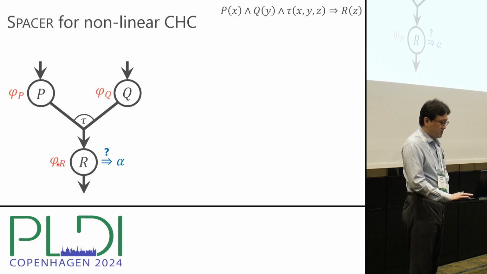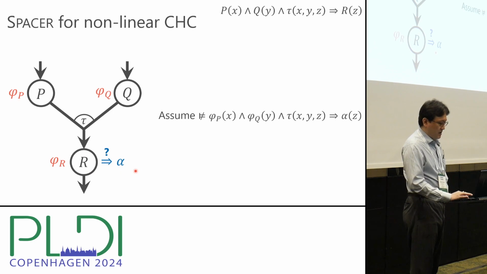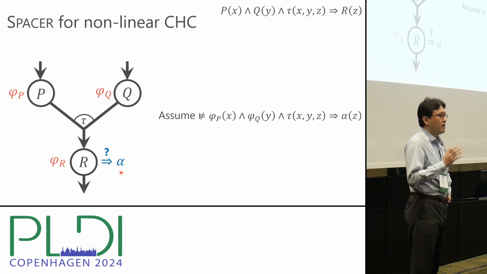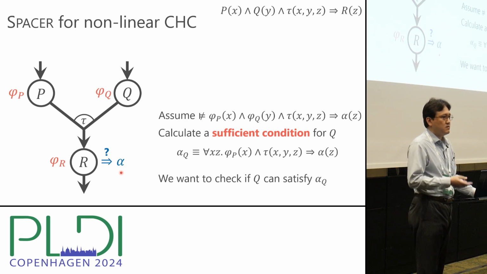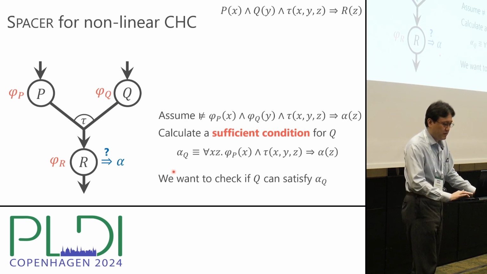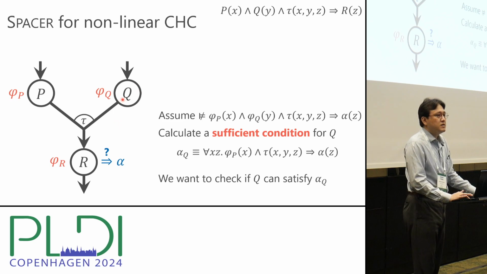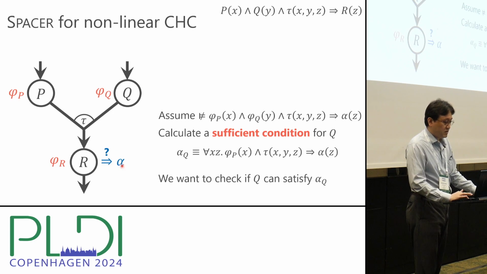Now, assume that we would like to strengthen R so that it meets alpha. In this case, assume furthermore that this cannot be resolved locally. Then we have to strengthen either P or Q. In this case, Spacer tries to strengthen one. First, it tries to strengthen only one of them by calculating a sufficient condition, for example, Q, such that this request can be resolved locally without touching P at all.